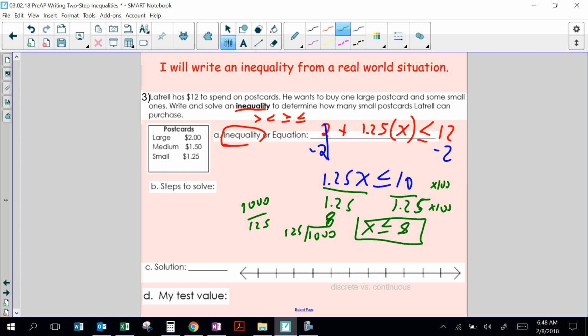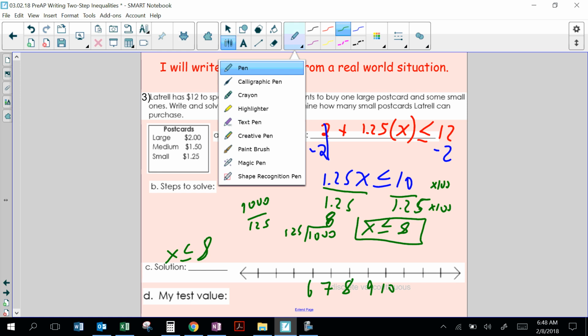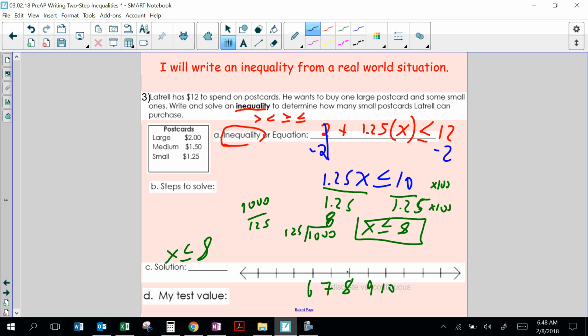That means he can buy 8 postcards, but it really has to be less than or equal to. So x is less than or equal to 8. Let's try numbers like 8, 9, 10, 7, 6. It has to be less than or equal to 8, but can it be 8? Yes, it can. So it's going to be all of these numbers that are less than or equal to 8.